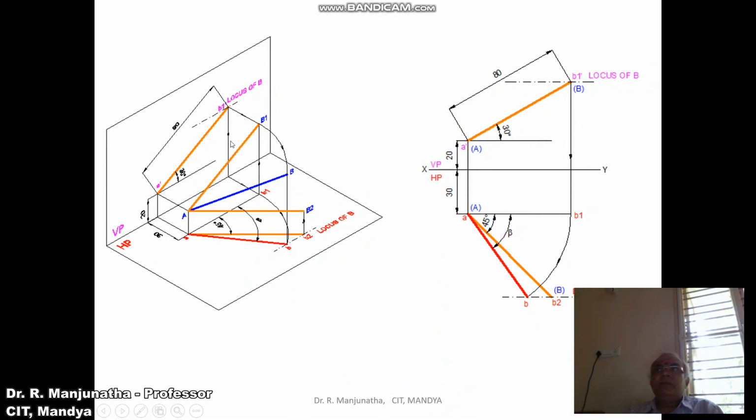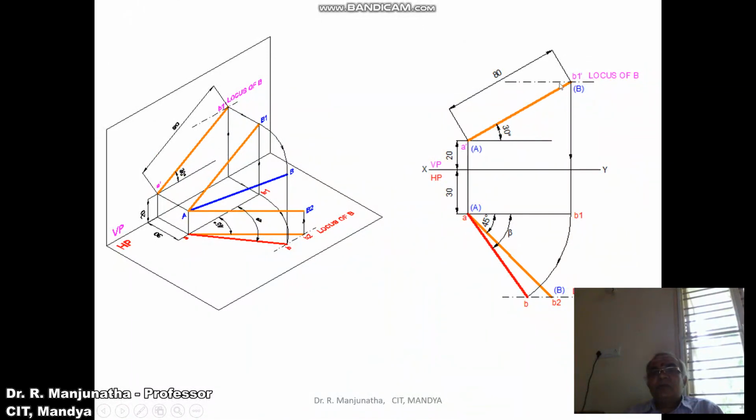Parallel to VP means you have to look in the top view. Once you look from the top view, A and B are both equidistant from the vertical plane. So that means A is in front of VP by 30 mm. B1 should also be in front of VP by 30 mm. So we are writing the top view here. AB1 is parallel. Now similarly, we have this line and we have this line.